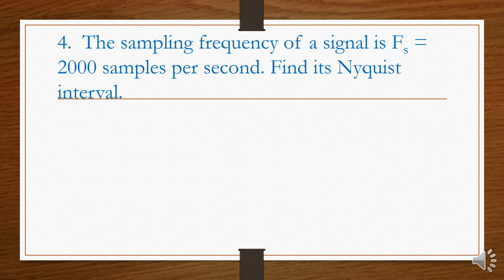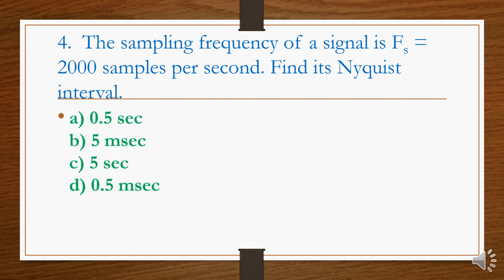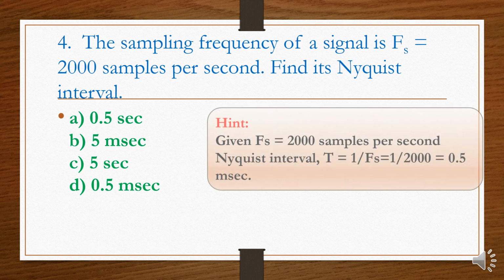Next question. The sampling frequency of the signal is Fs is equal to 2000 samples per second. Find its Nyquist interval. So option A, 0.5 second. Option B, 5 millisecond. Option C, 5 second, and option D, 0.5 millisecond.